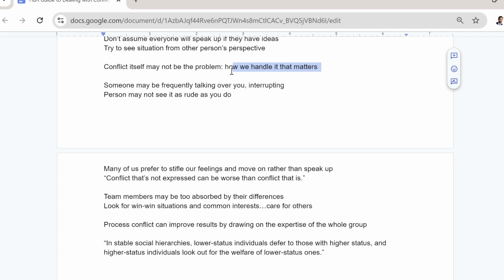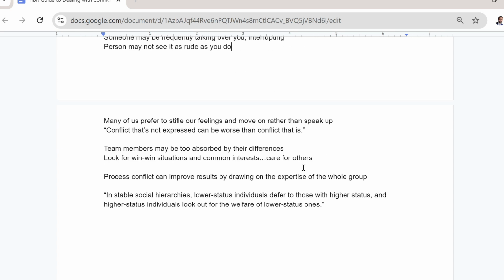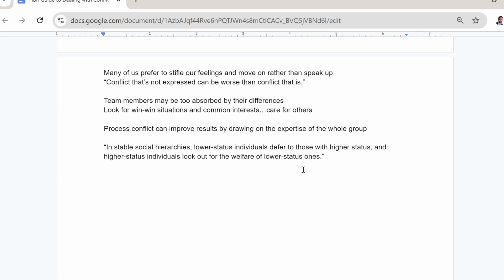Having a process to deal with conflict is incredibly important. So for example, someone may be frequently talking over you and interrupting, but that person may not see it as rude as you do. So the process there is just perhaps explaining how it makes you feel when that happens. Many of us prefer to stifle our feelings and move on rather than speak up. Conflict that's not expressed can be worse than conflict that is.